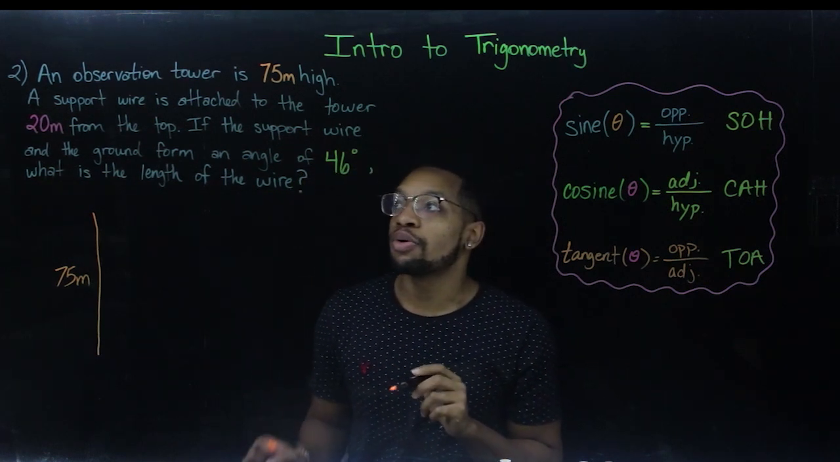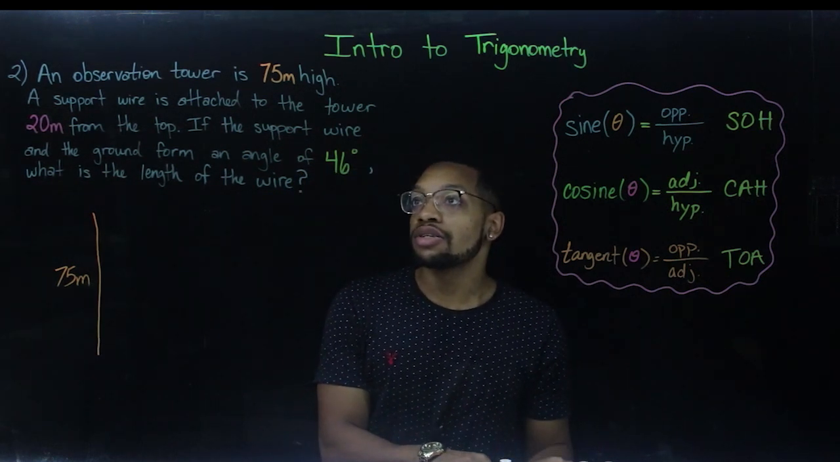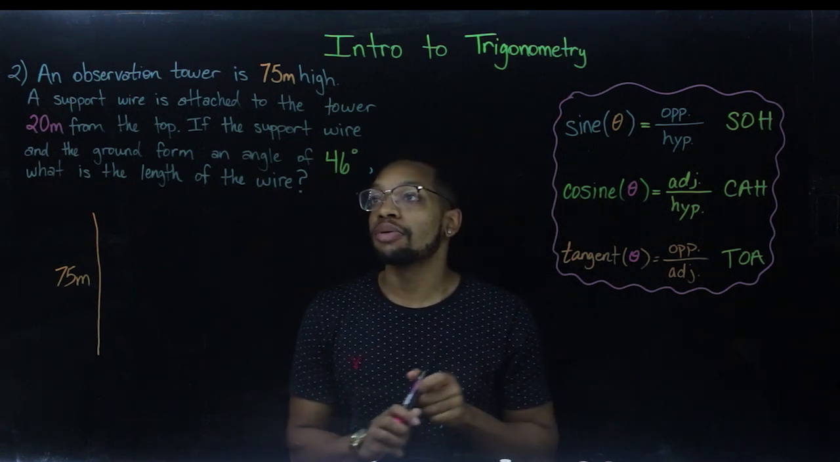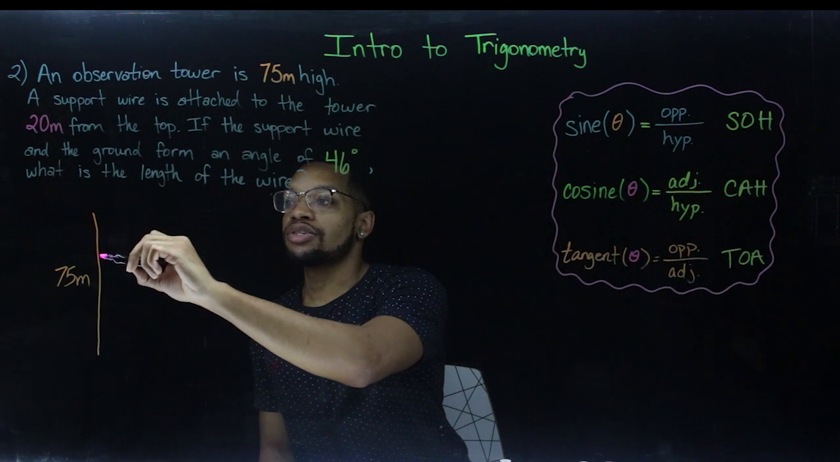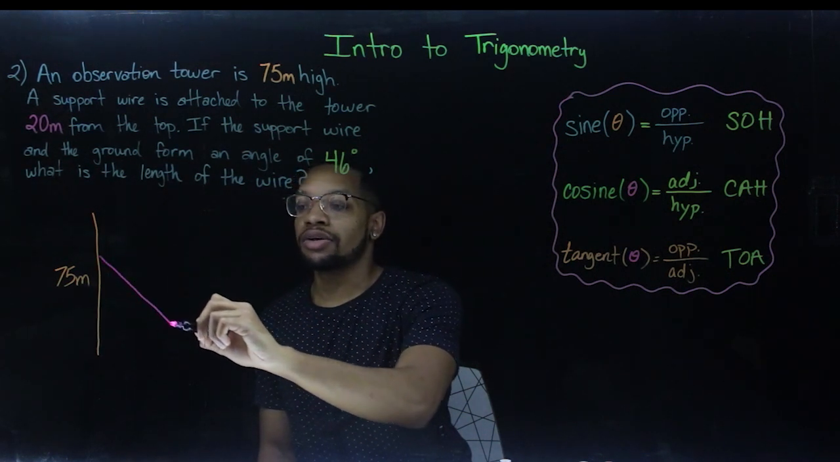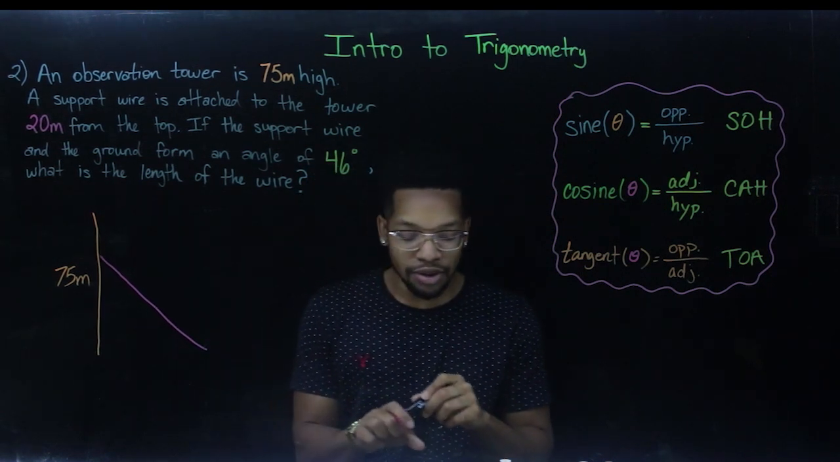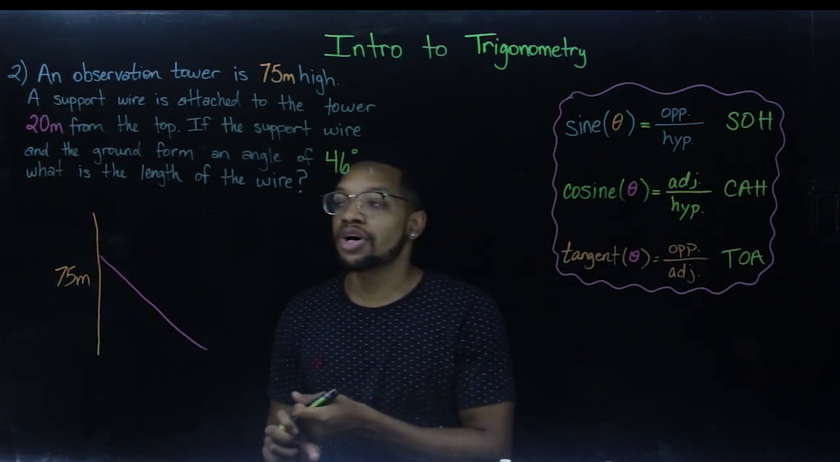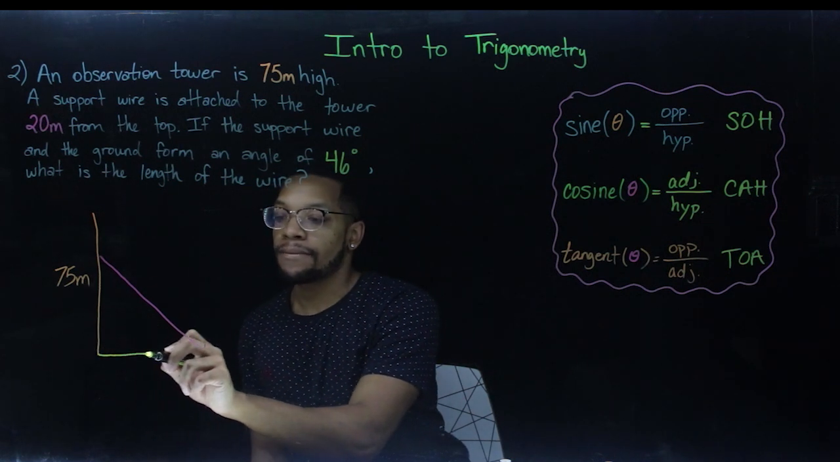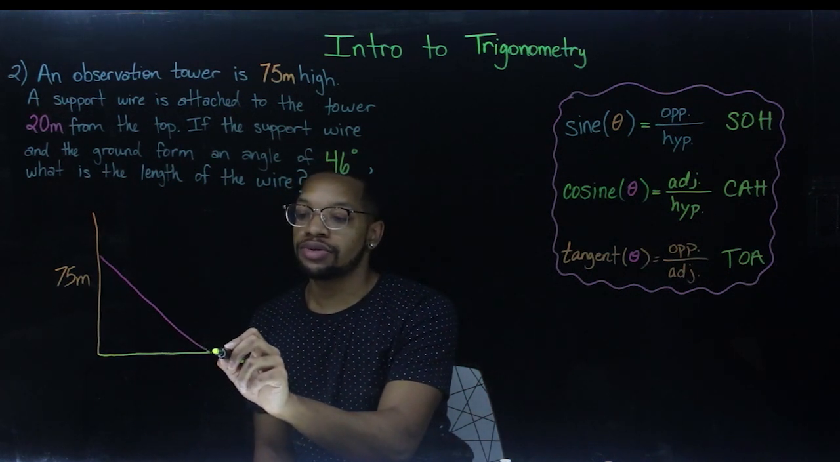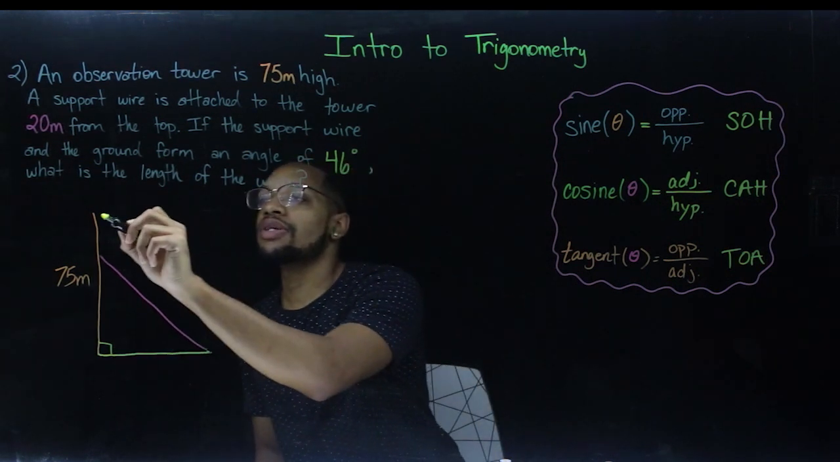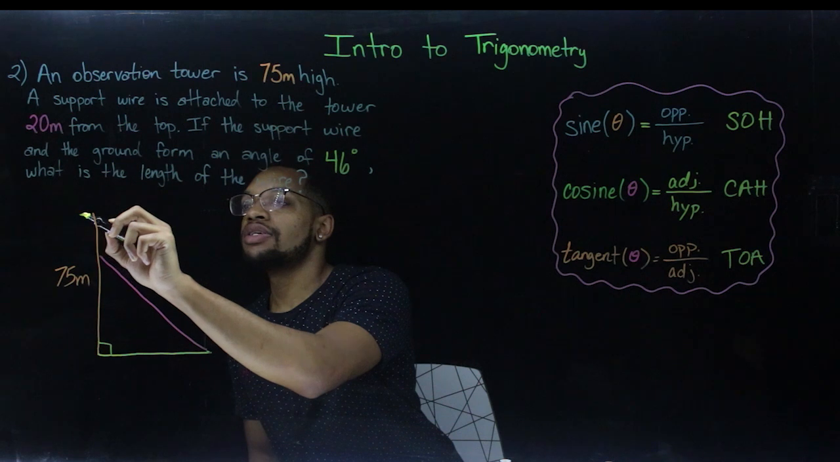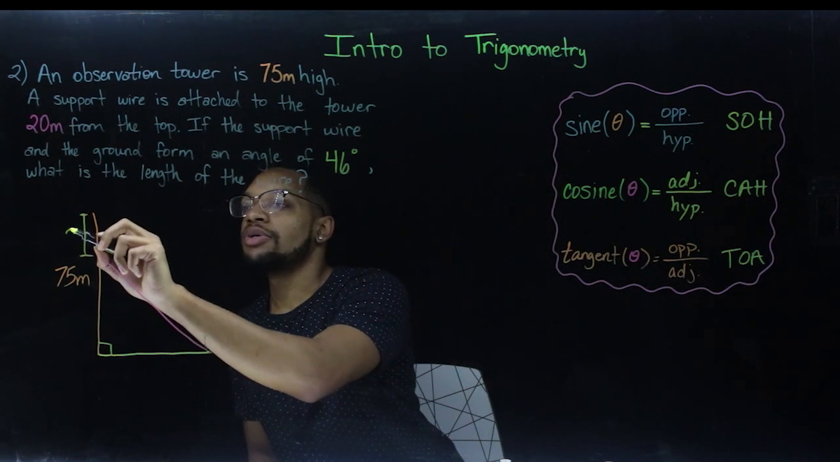All right, and then it says the support wire is attached to the tower 20 meters from the top. So from the top, this wire is attached 20 meters from the top. So you know the wire goes into the ground like that. And then let's go ahead and draw our ground to complete the triangle. And you already know we're dealing with the right triangle. So we can go ahead and do it like that. And since it's 20 meters from the top, you already know this distance right here is going to be 20 meters.